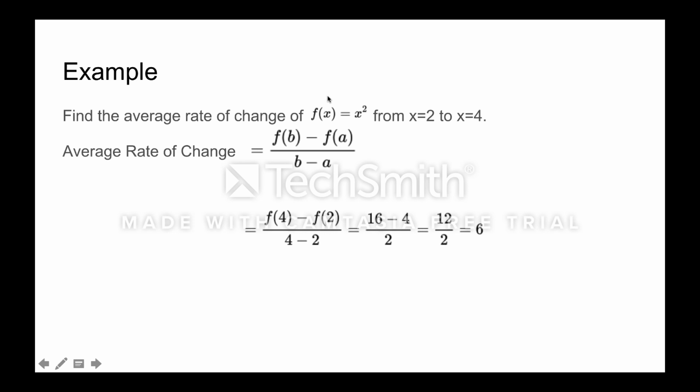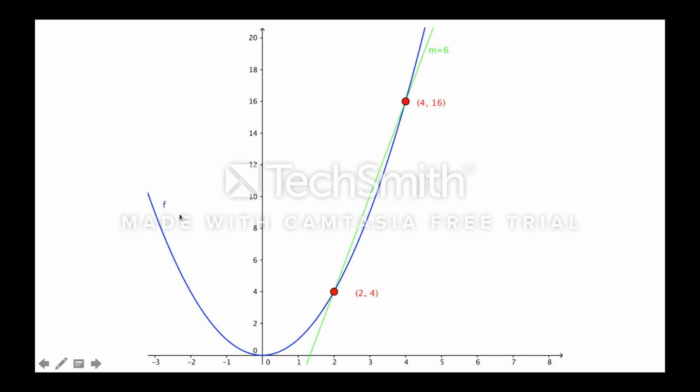For example, say we have the function f of x is x squared. We want to find the average rate of change from 2 to 4. Well, we plug in f of 4 minus f of 2 over 4 minus 2. Change in y over change in x. Those are y values on top, x values on the bottom. We get 16 minus 4 over 2, 12 over 2, we get 6.